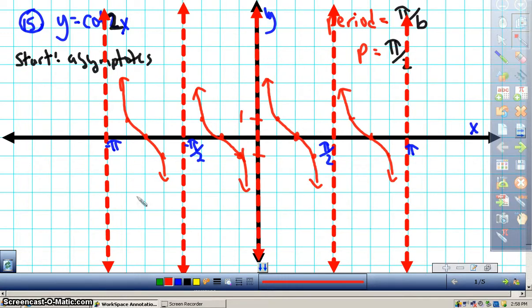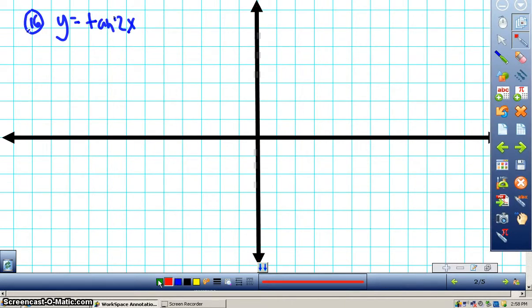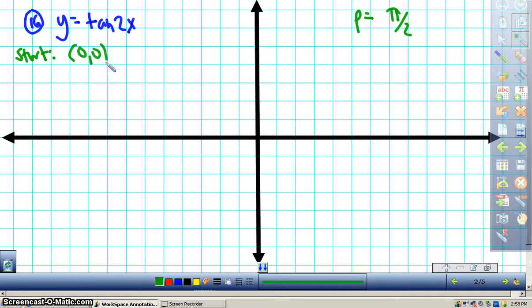Alright, let's look at how the tan is going to differ from this one. Well, the tan ones are a little bit harder. The period is still going to be pi over b, so pi over 2. But for tan, we start with our point, and the point that we're starting with is 0, 0. So now, if I look at my y and my x-axis, I'm going to start by plotting the origin 0, 0. And again, your asymptotes are going to be pi over 2 units apart. So to get the asymptotes, now I have the middle point, so I need to go halfway to the right and halfway to the left.